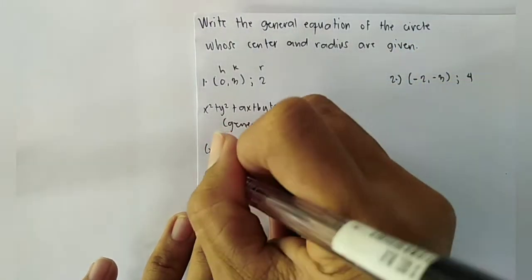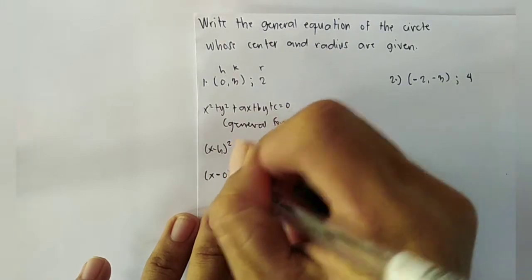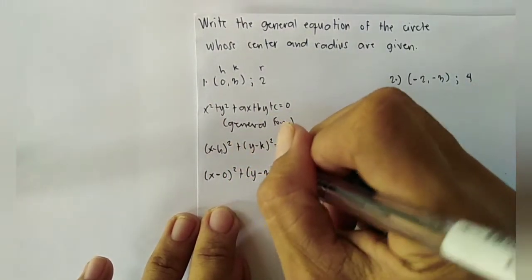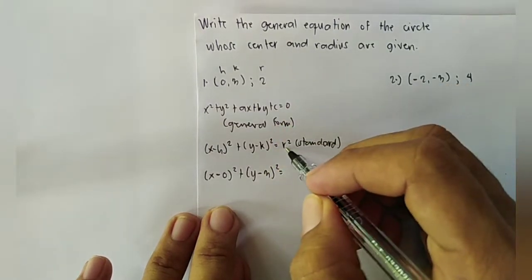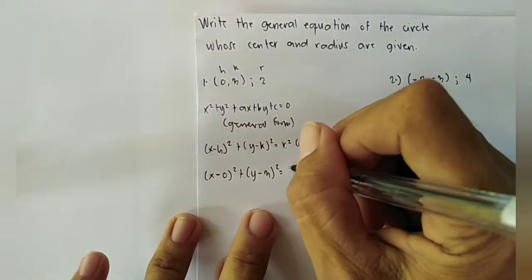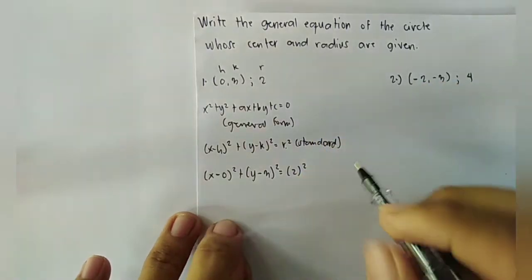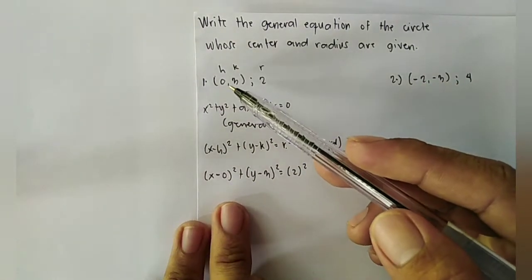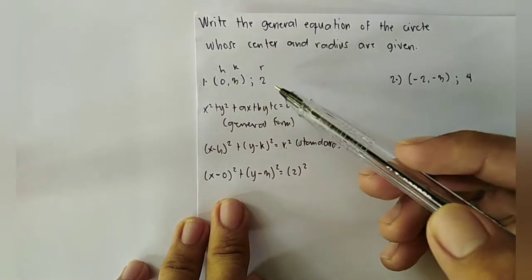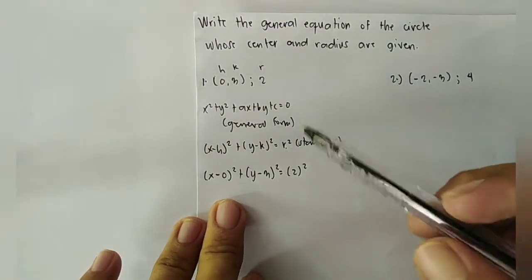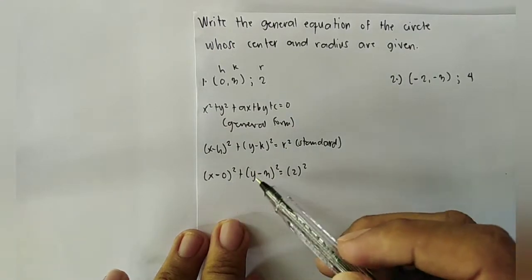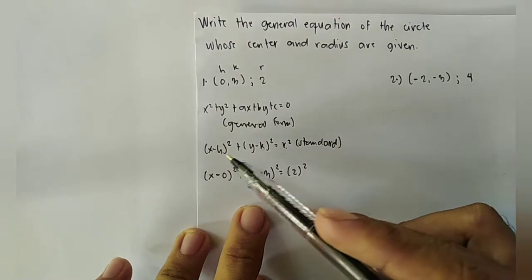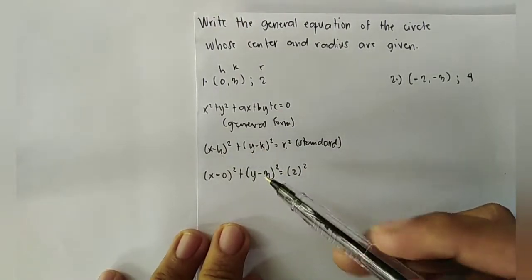So we have (x minus 0) squared plus (y minus 3) squared is equal to r, the radius, which is 2, squared. We obtain this form because we simply substitute the values for the center and radius into the standard form of the equation of the circle. That is why (x minus 0) squared plus (y minus 3) squared equals 2 squared. We replace r, k, and h with their proper values from the given.